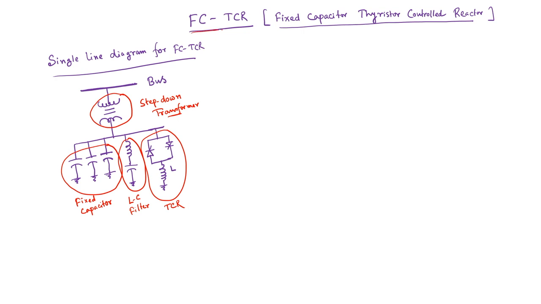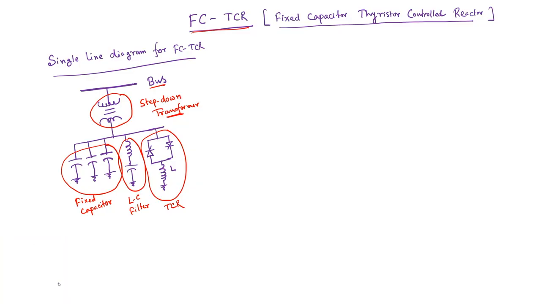So, FC-TCR essentially consists of a step down transformer to reduce the voltage to a reduced level. Then we have a fixed capacitor, we have an LC filter, we have a TCR. They are connected in parallel or in shunt. So, that is a very basic schematic diagram or single line diagram of a fixed capacitor TCR.